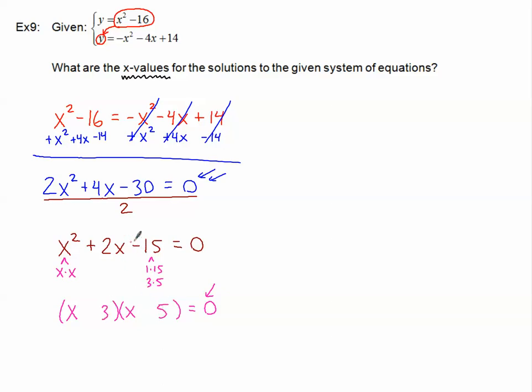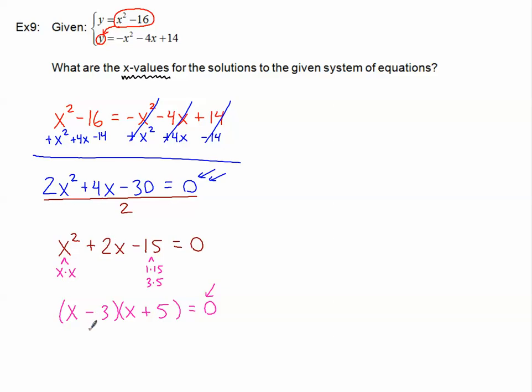Now let's talk about my signs. Again, they're alternating. To get a negative 15, I must be multiplying a positive times a negative, and since it needs to be a positive 2, the positive will go with the 5, the negative with the 3. Do a quick mental check. Negative 3x is the inside, positive 5x is the outside, negative 3 and plus 5 make positive 2. So I know that I'm correct.